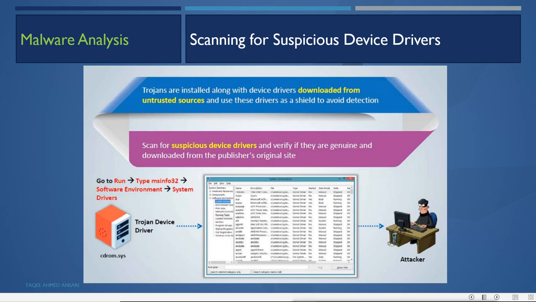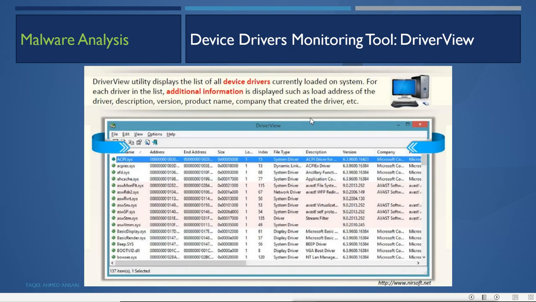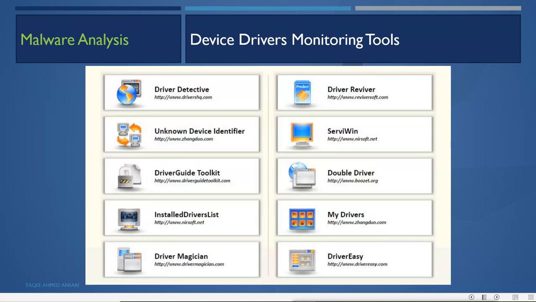Then we have third-party tools to monitor the drivers, like DriverView. This DriverView utility displays the list of all device drivers currently loaded on the system. For each driver in the list, additional information is displayed, such as the load address of the driver, description, version, product name, and the company that created the driver. Then we have other tools also to check the device drivers.